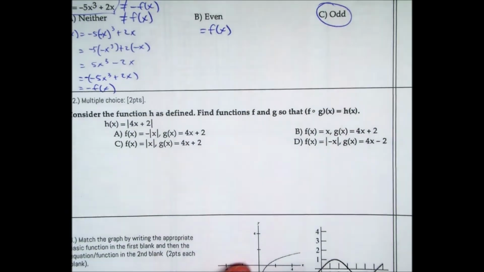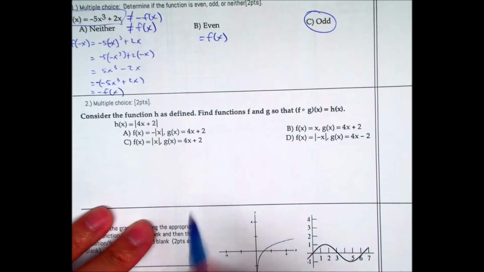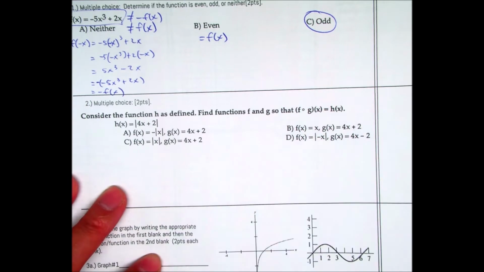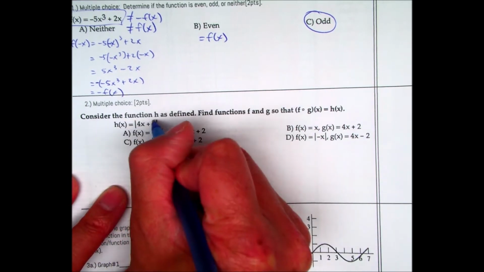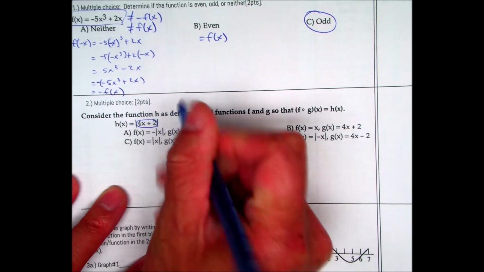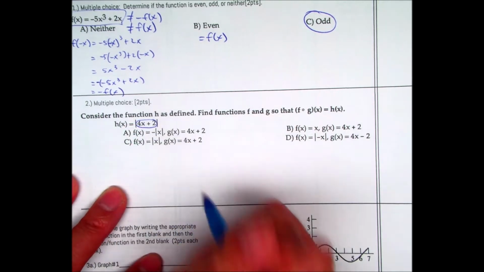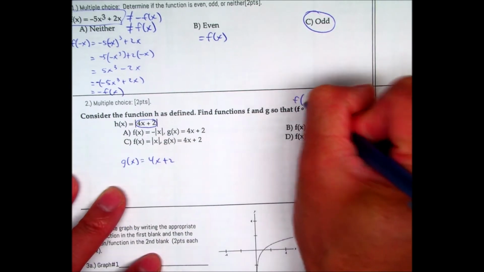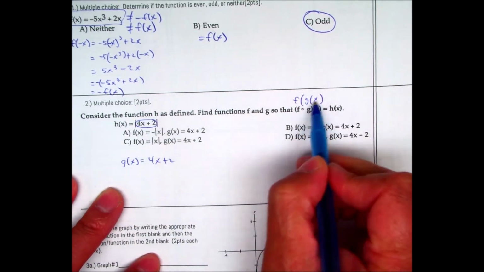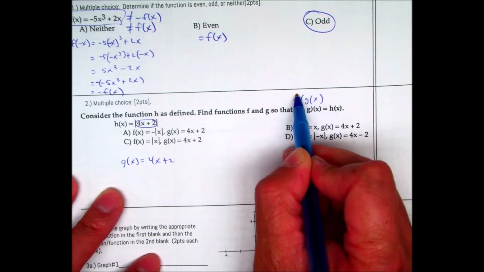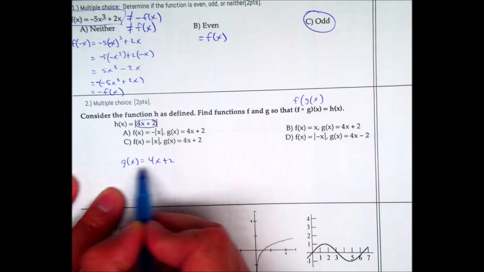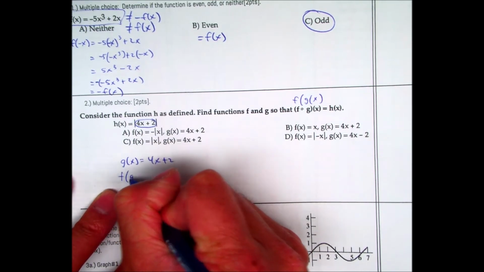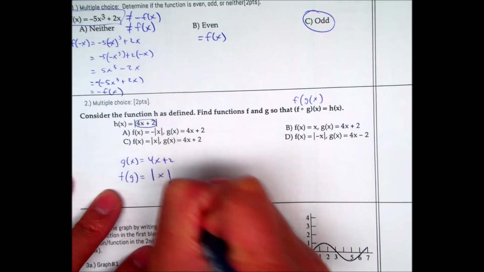Question number 2. Consider the function h as defined. Find functions f and g so that f of g of x equals h of x. So here I have h of x, and if you circle that or highlight that like we did in class, then I can call my g of x 4x plus 2, because right here this is kind of written as g of x. You can put g of x inside of f. So the innermost part is g of x, just 4x plus 2, and then the part I didn't circle or highlight is the absolute value of x.